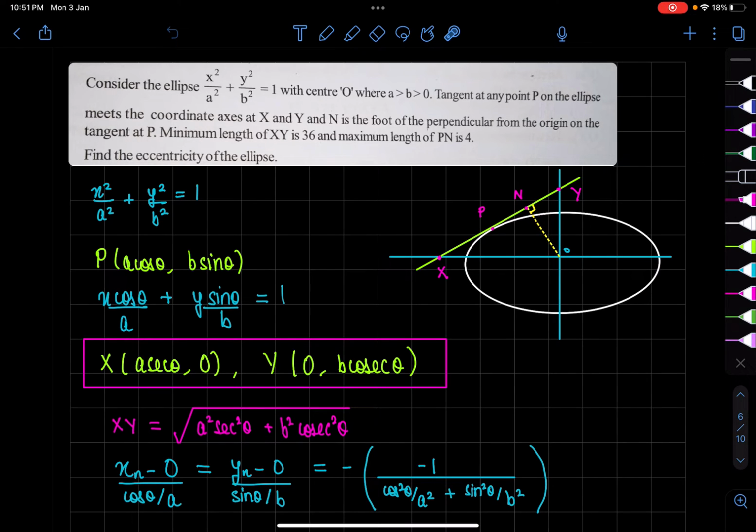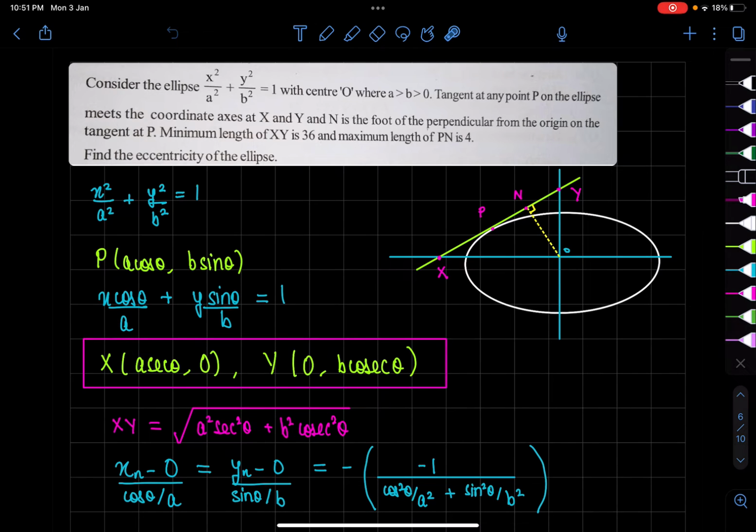Now I have been given two things: the minimum length of XY as 36 and the maximum length of PN as 4. Using this information, I have to calculate the eccentricity of this given ellipse. The basic thought that comes to my mind is that we have been given XY and PN, so first of all, we need to calculate the expressions of these lengths.